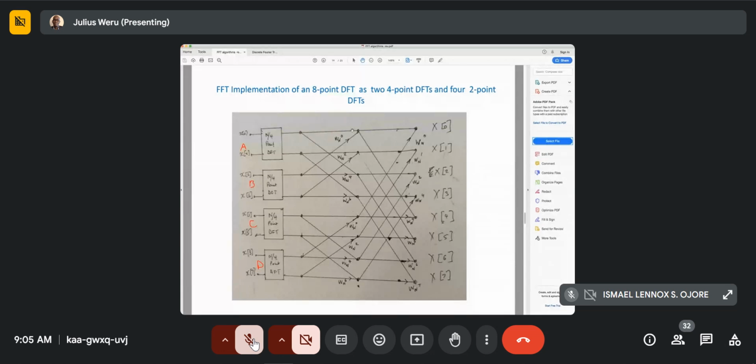S1 of 0, S1 of 1, S1 of 2, S1 of 3, and this is S2 of 0, S2 of 1, S2 of 2, S2 of 3. So you can see how we are combining those from here.